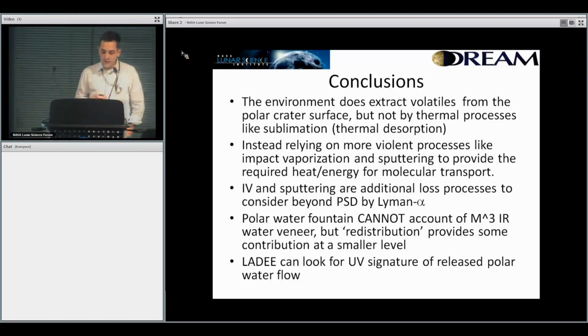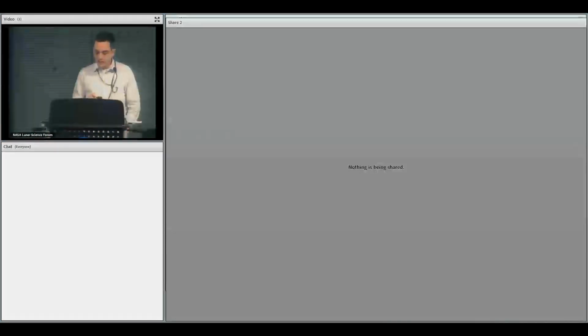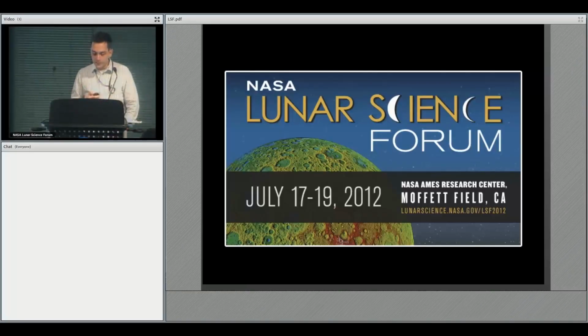So conclusions are that basically we think the environment does extract volatiles from the polar crater surfaces, but not by thermal processes like sublimation. We're actually looking at sputtering, impact vaporization, and other things, which we rely on for this polar fountain model. But the water fountain cannot account for the higher concentration seen in the M-cube data. But we think that redistribution may provide some contribution at a smaller level. And we think LAMP could look for the UV signature of this polar water flow. And actually, that's the end. So thank you.